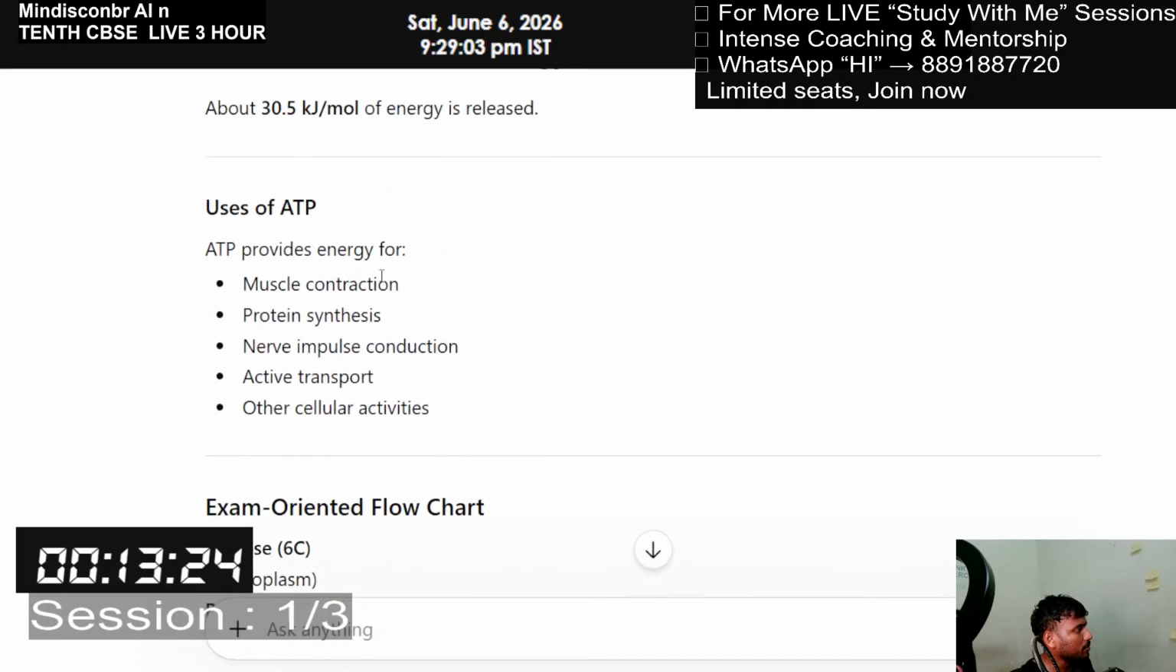Uses of ATP. ATP provides energy for muscle contraction, protein synthesis, nerve impulse conduction, active transport and other cellular activities.